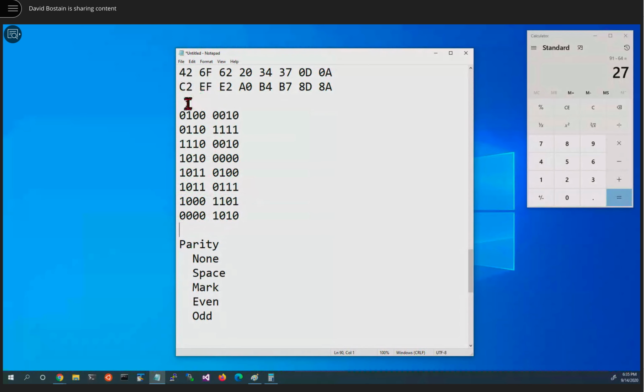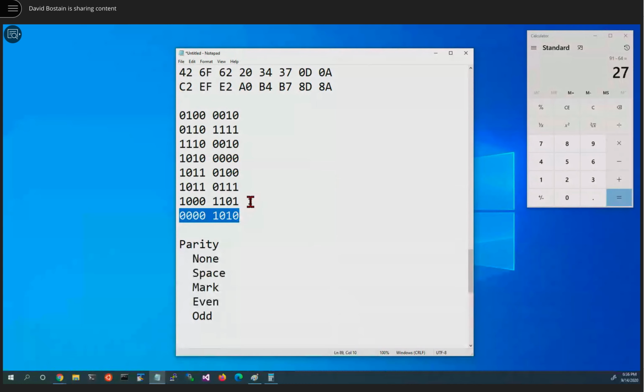So, what do we have? We have 42, 6F, EF, E2, I'm sorry, I'm reading the character wrong. We have 42, 6F, E2, A0, B4, B7, 8D, 0A.